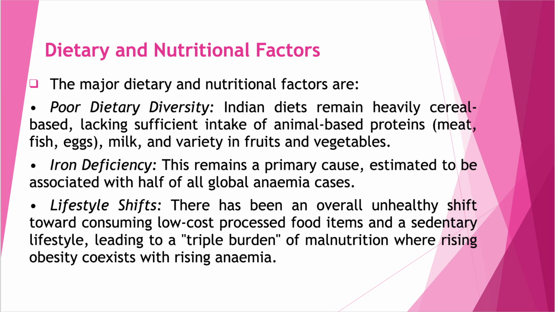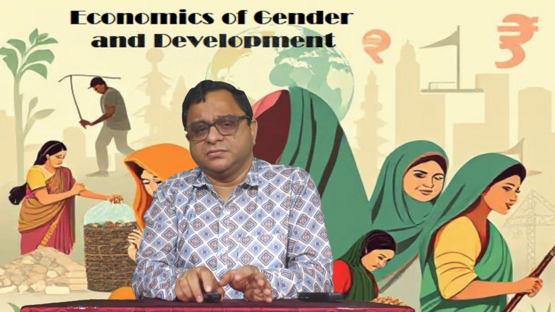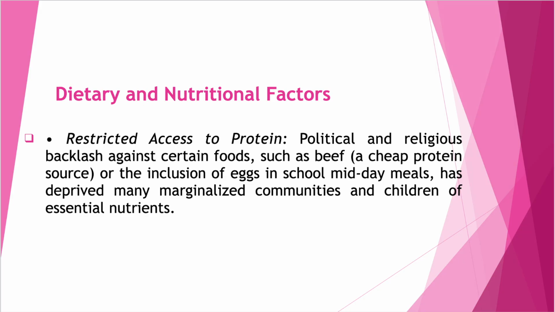And the next one is lifestyle shifts. There has been an overall unhealthy shift towards consuming low-cost processed foods and a sedentary lifestyle, leading to a triple burden of malnutrition where rising obesity coexists with rising anemia. And last but not the least, the factor is restricted access to protein. Political and religious backlash against certain foods, such as beef, a cheap protein source, or the inclusion of eggs in school midday meals, has deprived many marginalized communities and children of essential nutrients.